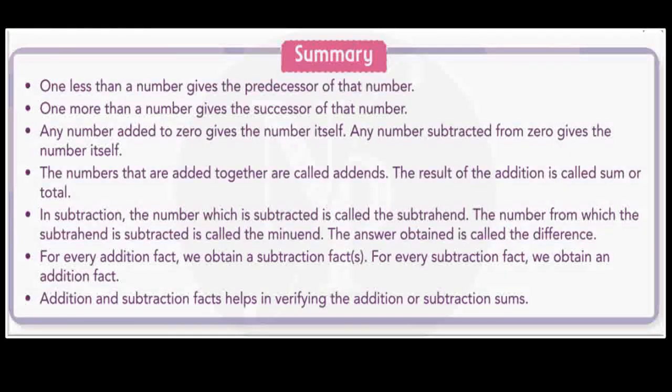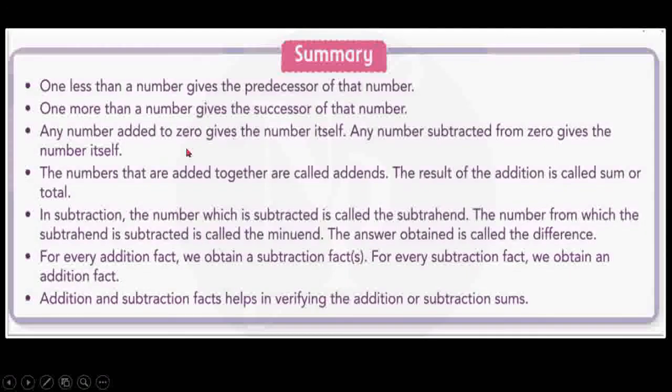So we are at the end of this chapter. Let us summarize the things we have learned in this chapter. 1 less than a number gives the predecessor of that number. So if you subtract 1 from the given number, you will get the predecessor. 1 more than a number gives the successor of that number. Adding 1 to the given number, you will get the successor of that number.